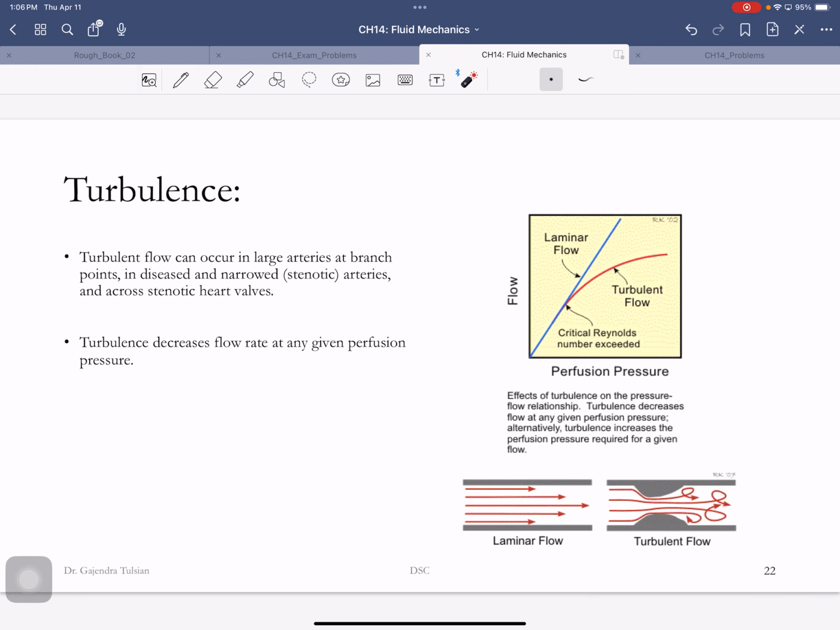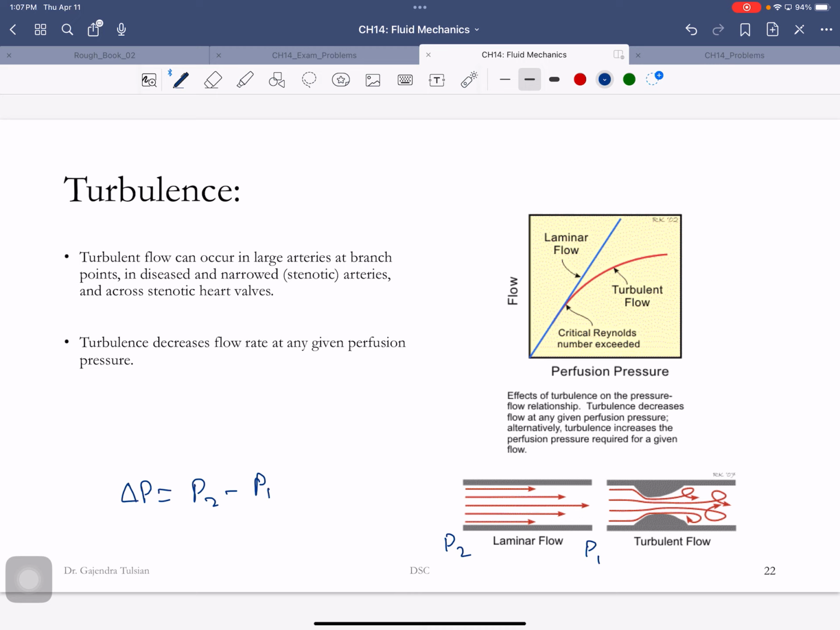Turbulent flow can occur in large arteries, at branch points, and in diseased and narrowed stenotic arteries. So here's a stenotic artery. Turbulence decreases flow rate at any given perfusion pressure. Perfusion pressure is this: if you have friction in a fluid, to pump fluid you have to maintain a pressure difference, and perfusion pressure is P2 minus P1.